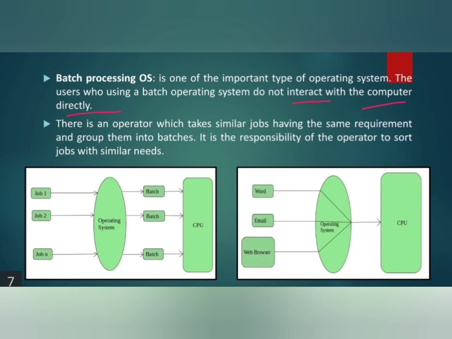So in this operator, what happens, we need an operator which takes similar jobs that have similar requirements and groups them into batches. So here an operator is needed where similar jobs, like the same kind of request or the same kind of application with the same requirements, are grouped into batches.